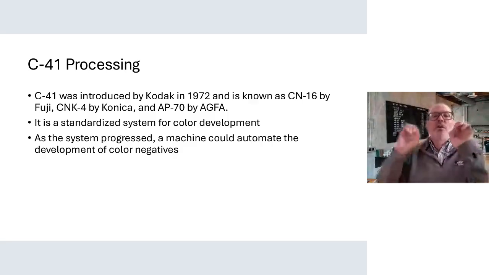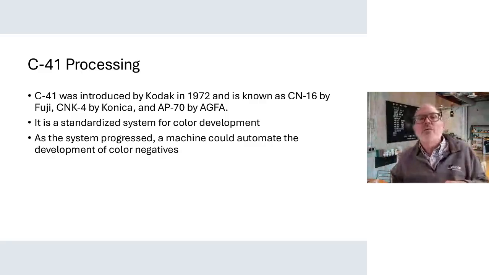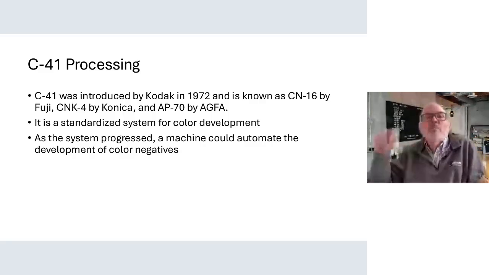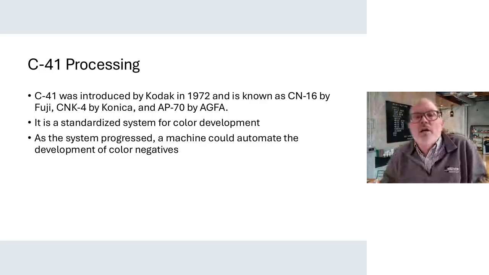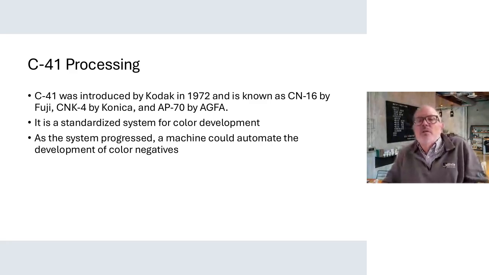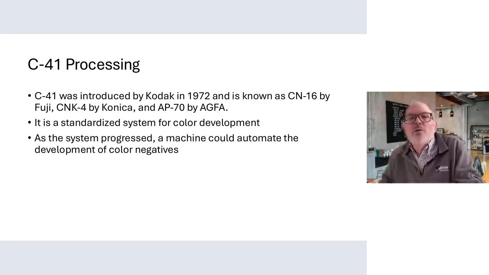Agfa was known for really standout color, and Konica was known for something else, and then Kodak was known for whatever type of film it was. And again, Kodachrome, and there's a song, Paul Simon wrote a song, you may or may not be familiar with it, called Kodachrome. And it was considered probably the best film for 35 millimeter. And that was an American film. As the system progressed, the machine could automate it. It was pretty cool in that regard.